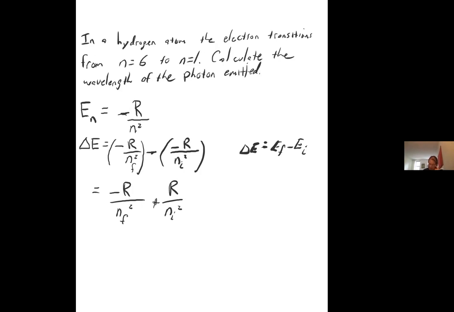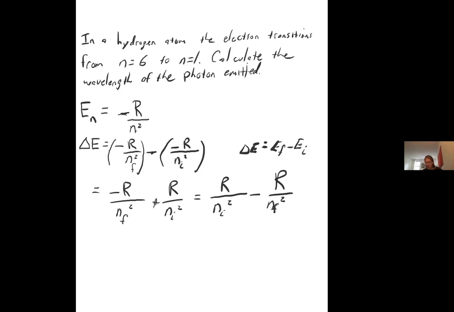Typically, if you have a negative, let's say I had negative X plus Y, we could also write that as Y minus X, right? So if you have negative R over N squared plus R over N squared, you take the second term and write that first and then just write it minus the first term. So we could also write this as R over N initial squared minus R over N final squared. So you could do that too. I mean, it doesn't matter which form you use. And then there's one more step you could do.